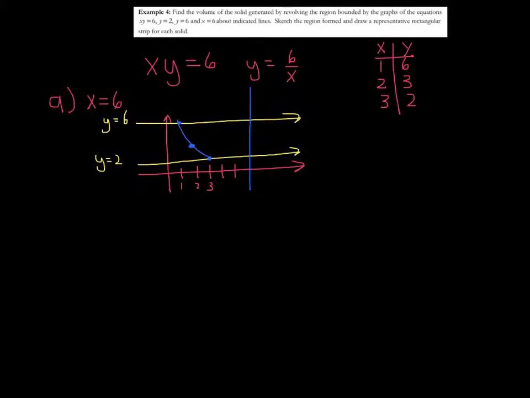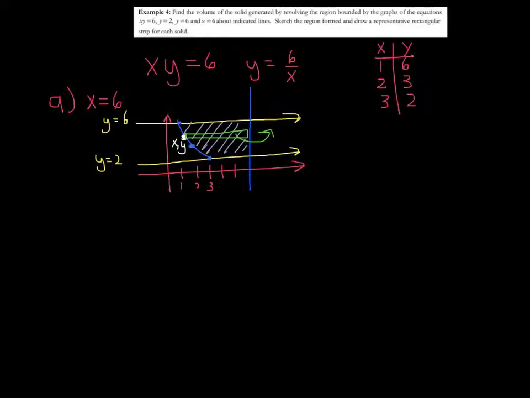And we want to take this region, all right, so it is this region right here. And we want to take that region and rotate it around the line x equals 6. All right, so why don't we call this point right here some point (x, y). If we draw our rectangular strip, in green here, that is our rectangle that we want to rotate around the line x equals 6.